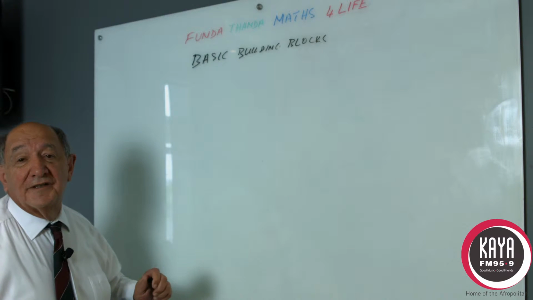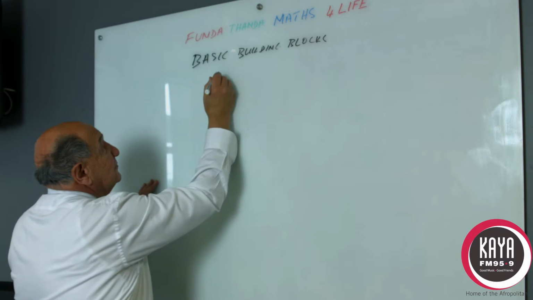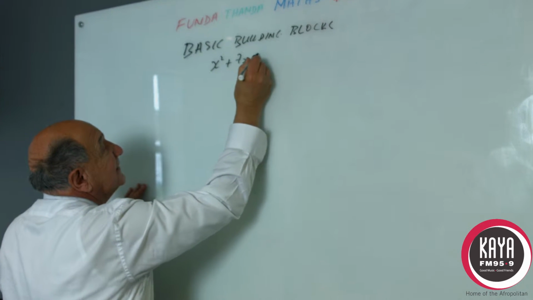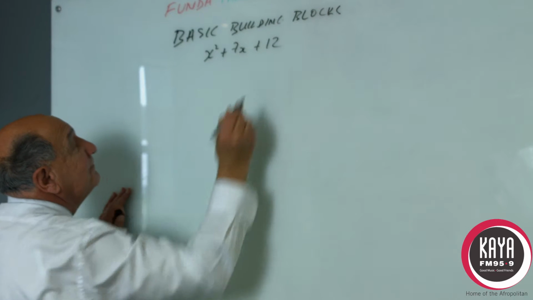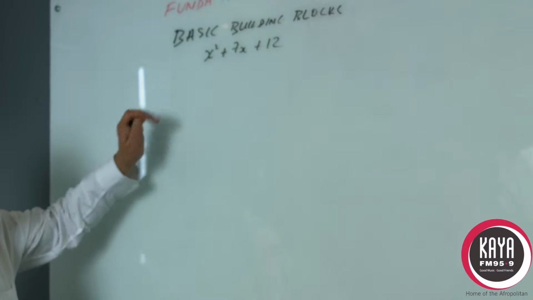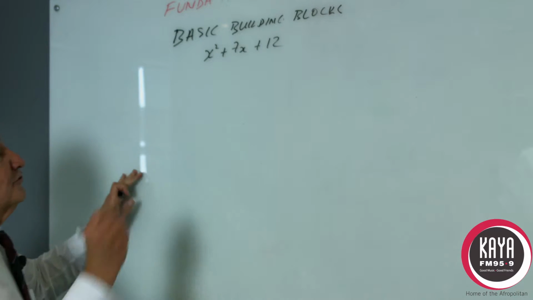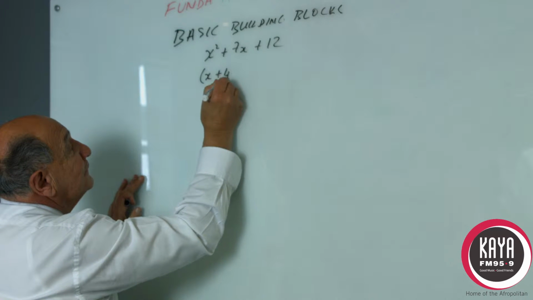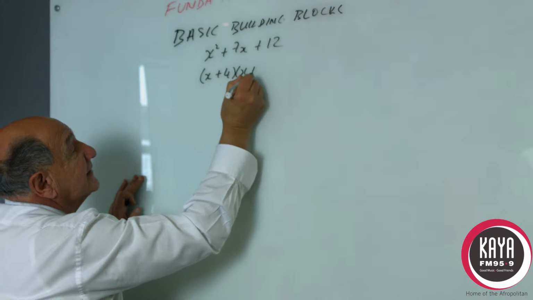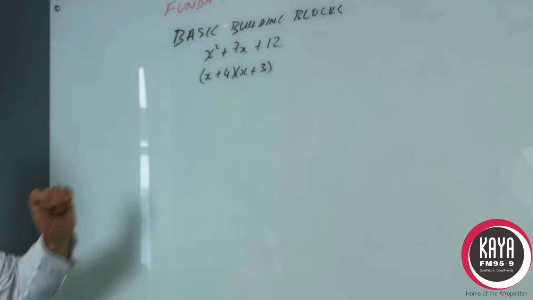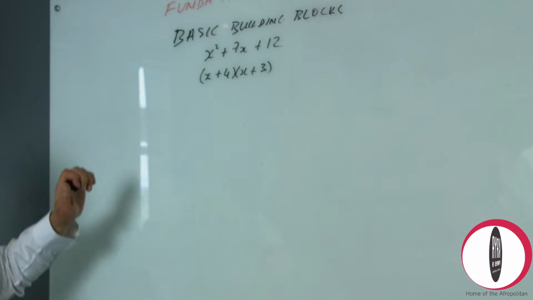We're going to start with an example. The example is x squared plus 7x plus 12. I will show you that the solution is (x plus 4)(x plus 3). So you're going to ask me, how did I get to that solution?